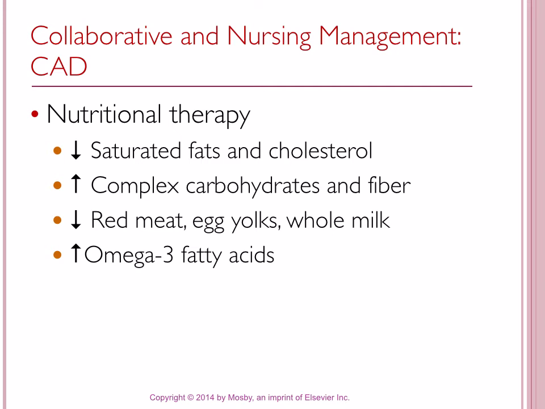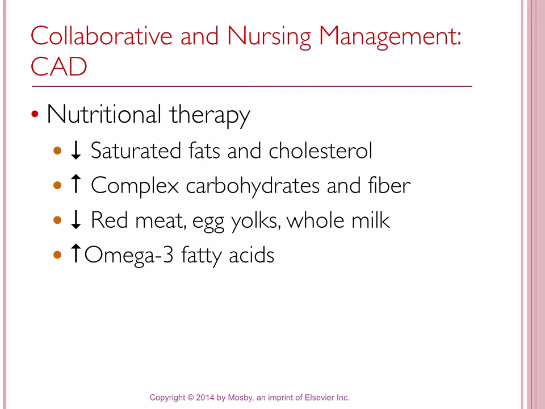Red meat, egg yolks, and whole milk products are major sources of saturated fat and cholesterol and should be reduced, or in fact eliminated, from people's diet. And if the serum triglyceride is high, the guidelines recommend reducing or eliminating alcohol intake and simple sugars. Omega-3 fatty acids are good. They reduce the risk associated with CAD when they are eaten regularly.